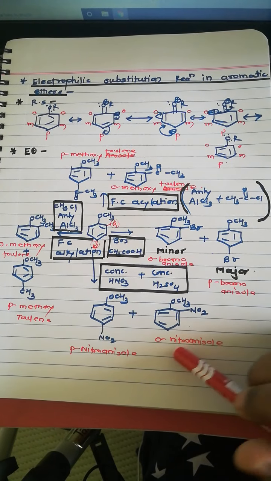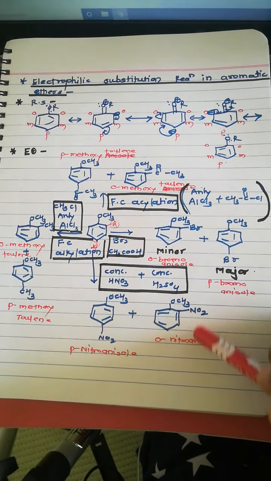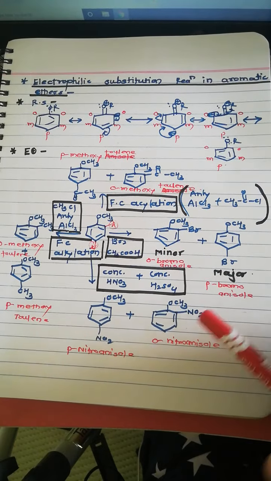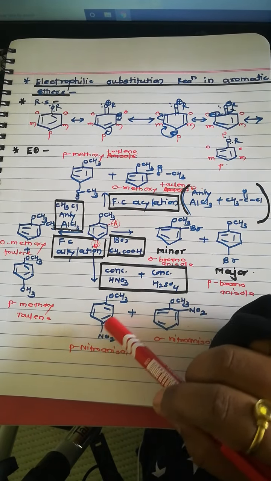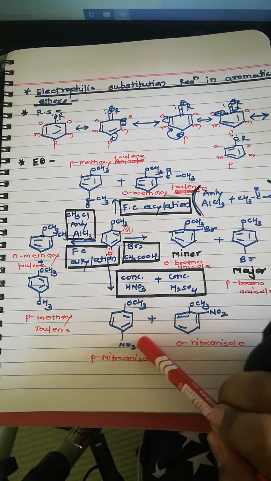Here at ortho position nitro group, therefore ortho nitro anisole. This part is called anisole. At para position nitro group, this is para position, therefore para nitro anisole.